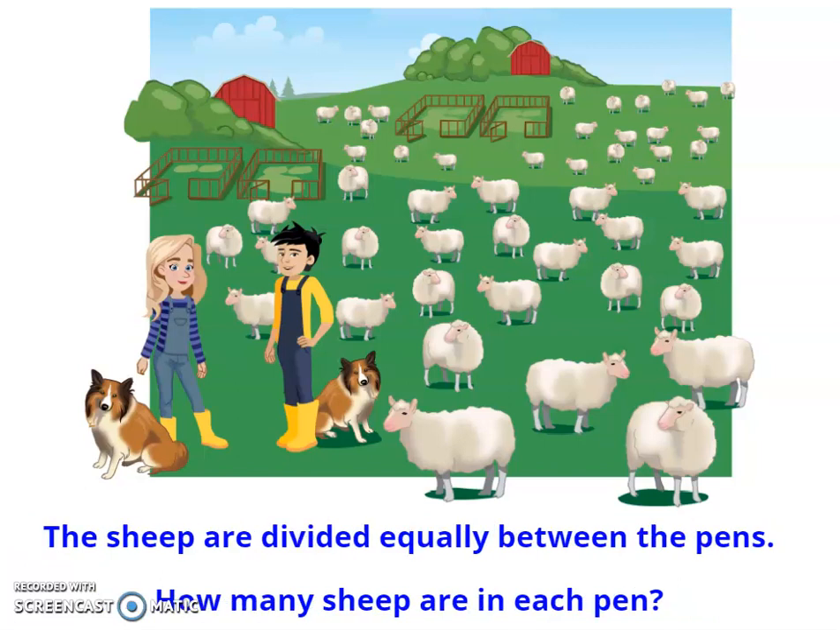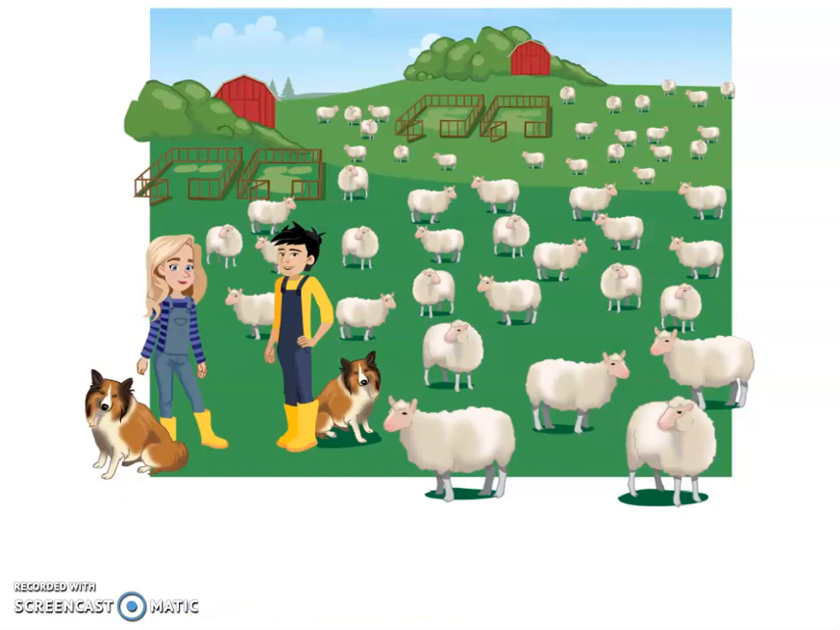Question 1B is asking, the sheep are divided equally between the pens. How many sheep are in each pen? And once again, before we can start solving this problem, think, how many sheep are there altogether? And how many pens are there altogether? And is there another word that we can use instead of sharing? And once you've completed both of those questions, then I want you to be thinking about how you can check your answers.